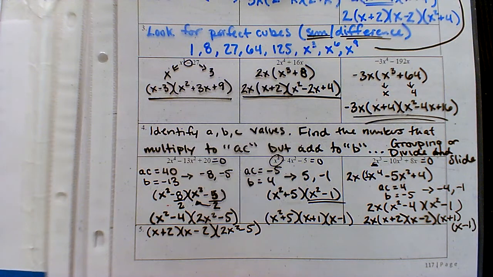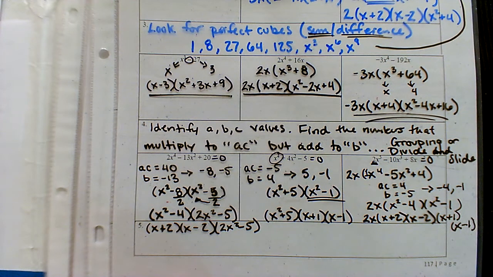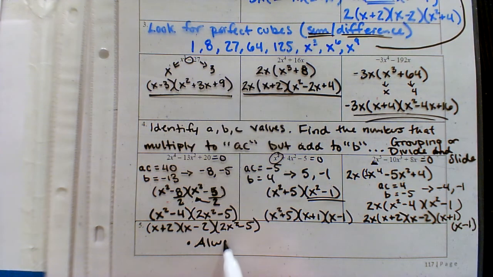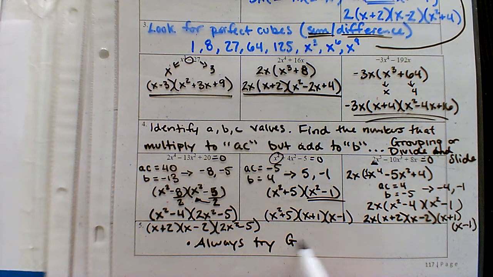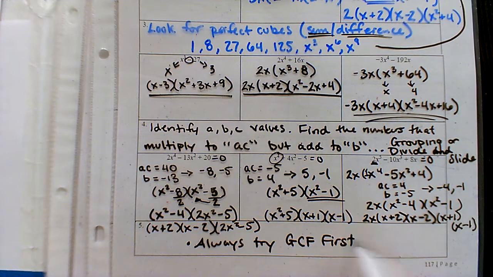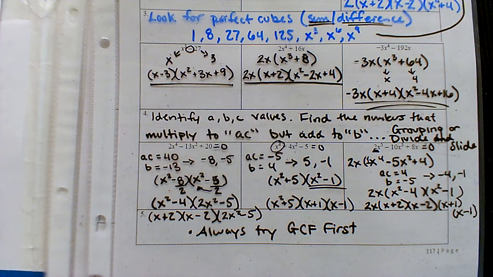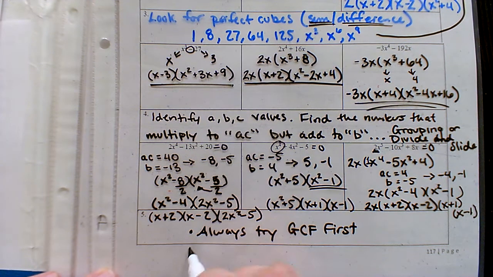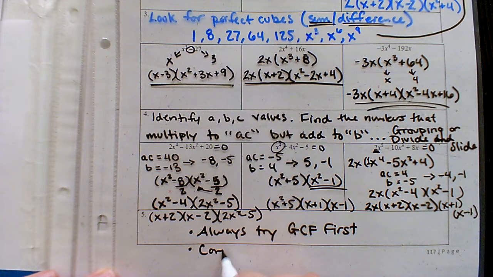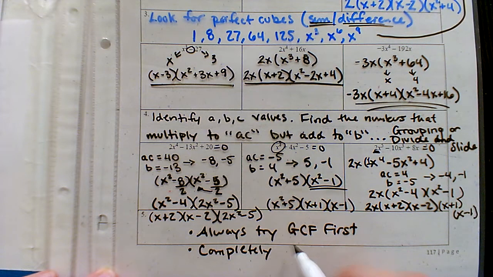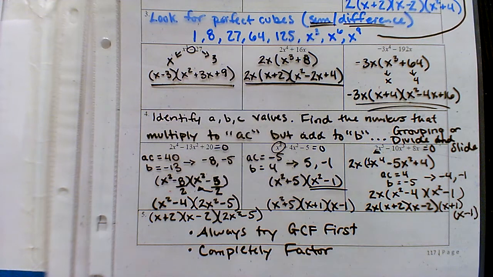Okay, so the big idea, at least from these techniques that we're looking at on the front, is always try GCF first. And as you're going through the factoring techniques, you may have to use more than one. Maybe you start out with GCF and then you do the divide and slide and then you do difference of perfect squares like we did in that last one. Okay, so we'll say completely factor, meaning you may have to use more than one to keep simplifying it.